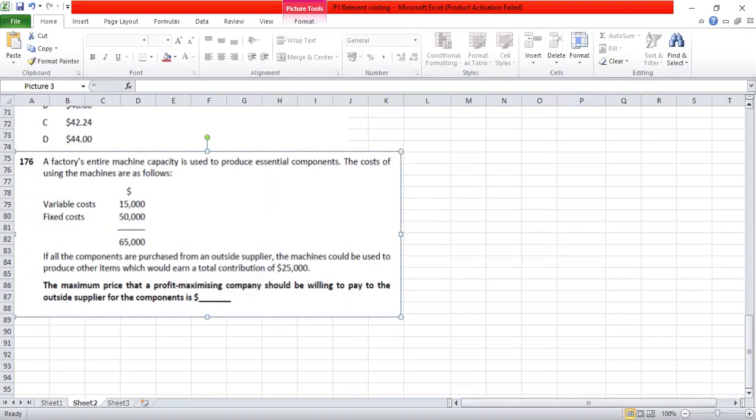Did we do this one? No, we didn't. Now, the total cost of manufacturing, the cost of using the machines are as follows: 65,000.